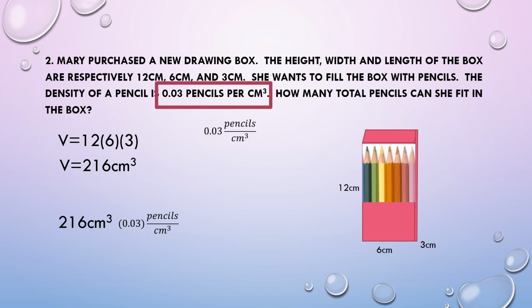So now from here, I'm simply going to multiply, again, the volume and the density to get the mass. In this case, it's not mass as in weight, it's mass as in kind of like size, what can fit. So 6.48 pencils, which means only 6 pencils can fit because I'm not going to cut a pencil in almost half and put it in there. So 6 pencils can fit total.